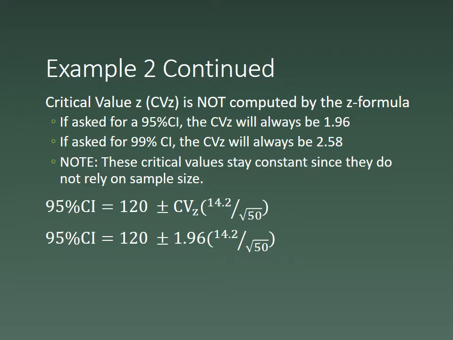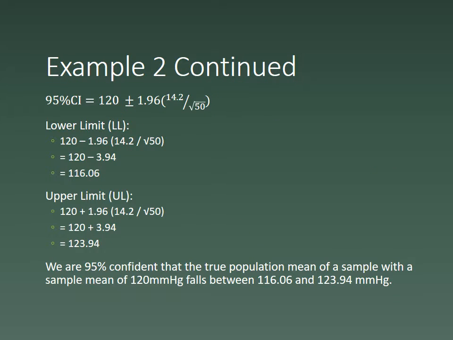So here, let's fill in our formula more. So we have 120 plus or minus the CVZ. Since we're always going to use 95% confidence interval, we're going to use the value 1.96. We have our sample standard deviation, and we have our sample size. The next step is to calculate this out.